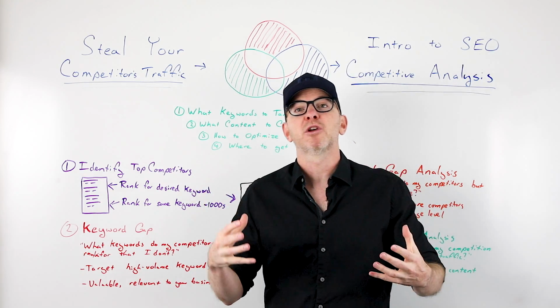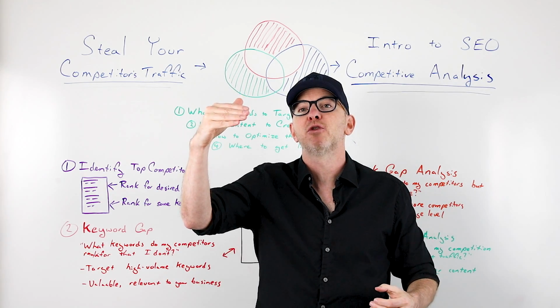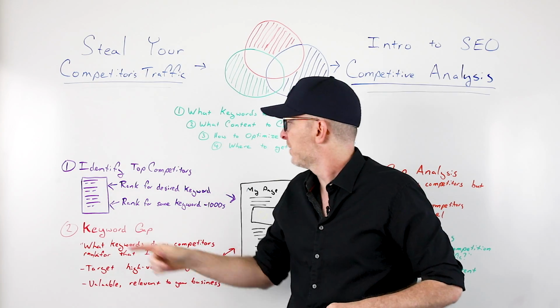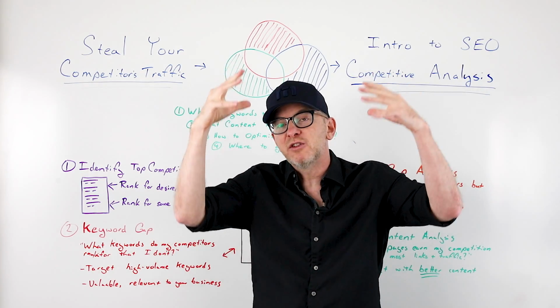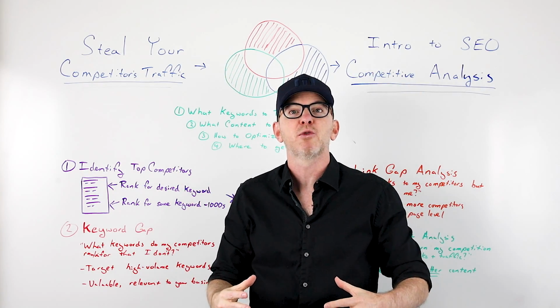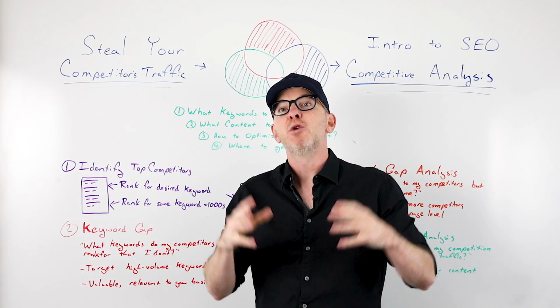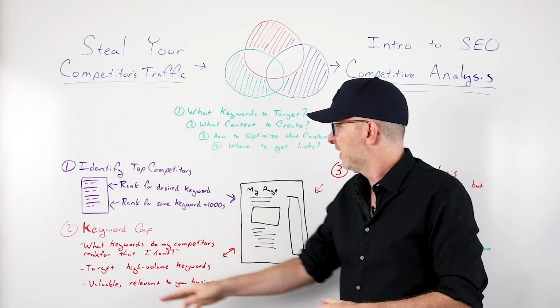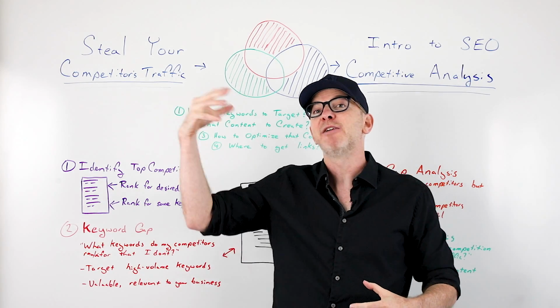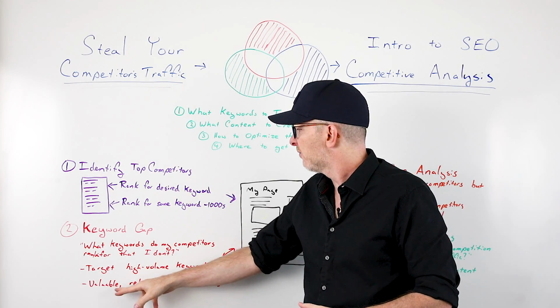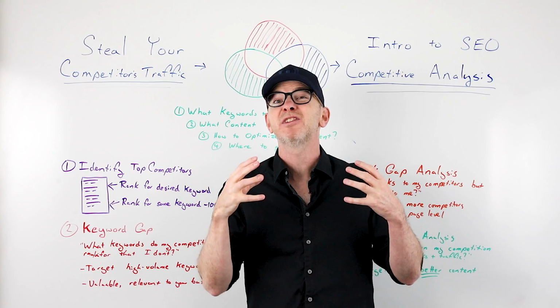If you go to Moz Keyword Explorer, you simply enter your domain, enter your top competitor's domain that we found in this first step, and it will list all the keywords that your competitors rank for that you don't rank for. You can then pull this into a spreadsheet and find keywords with high volume or keywords that are valuable and relevant to your business. And this is an important point.